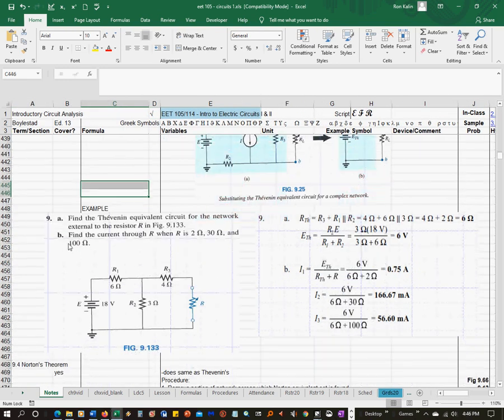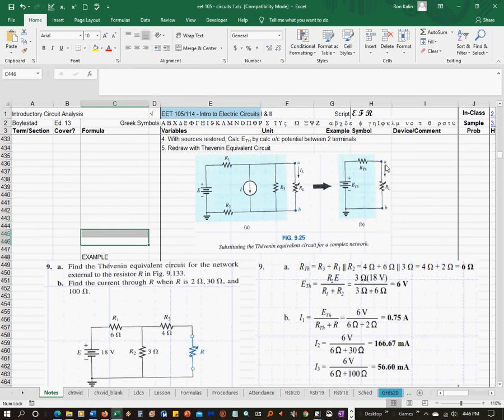So then in part B, it says find the current through R when R is equal to 2, 30, and 100. So if you make it into a circuit like this, the current going through it is going to be the source current from E Thevenin. So if this is 6 volts and R Thevenin is 6 ohms, then to find the current, you just take the Thevenin voltage divided by R Thevenin plus R, because it's a series circuit. So you get 6 over 6 plus 2, which is 0.75 amps.